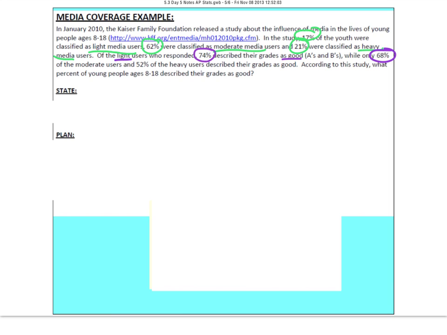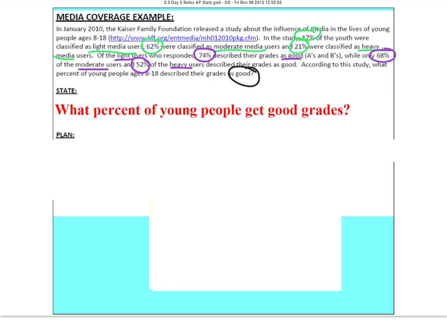68% of the moderate users said theirs were good, and 52% of the heavy users said they were good. According to this study, what percent of young people ages 8 through 18 describe their grades as actually being good? So this actually can be a complicated question. So the state part of this: what percent of young people get good grades based on this population we're looking at?